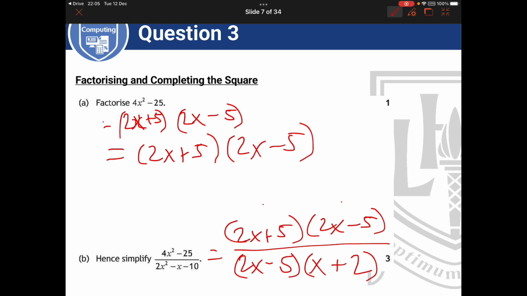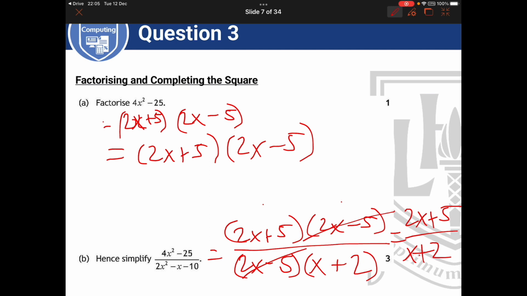What that's going to allow us to do now is to cancel off. You'll see I've got like terms on the top and the bottom. I've got a 2x minus 5 on the top and a 2x minus 5 on the bottom. So finally that'll simplify. It'll just leave me with 2x add 5 on the top and then x plus 2 on the bottom. And that's me.